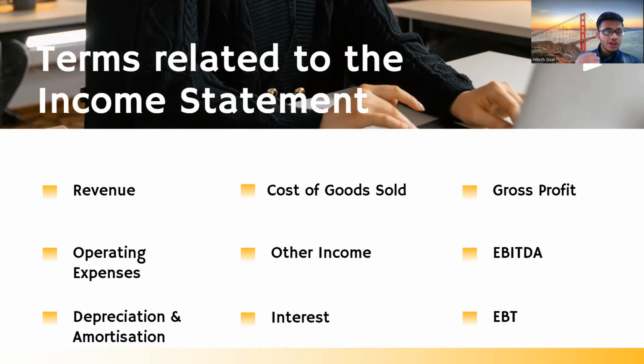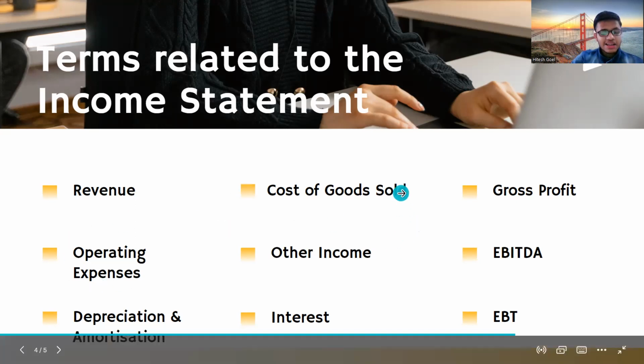It's not a direct cost included in making the product. It's just an extra cost that you incurred to operate the business. This is called operating expenses. Now another thing is the other income.